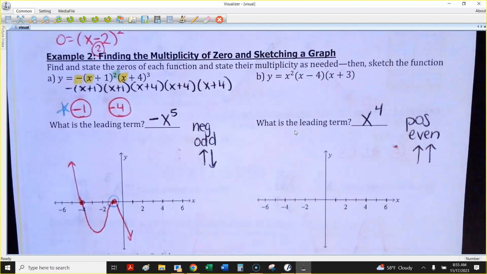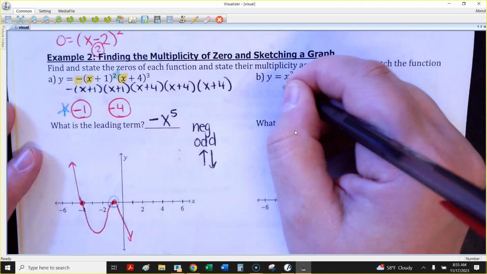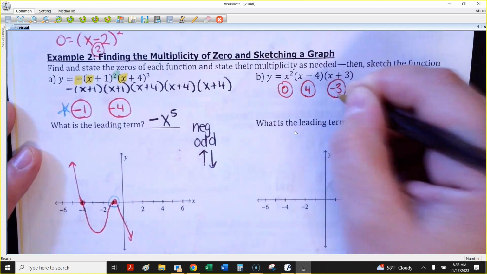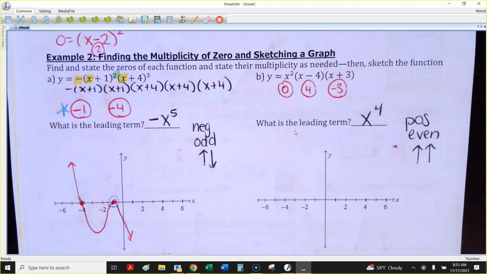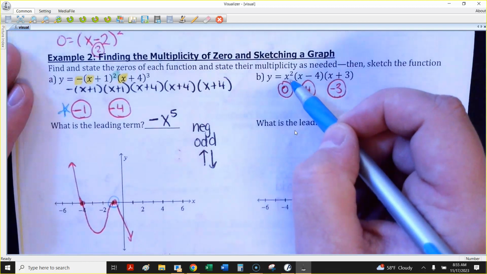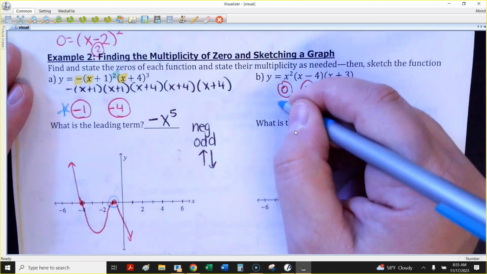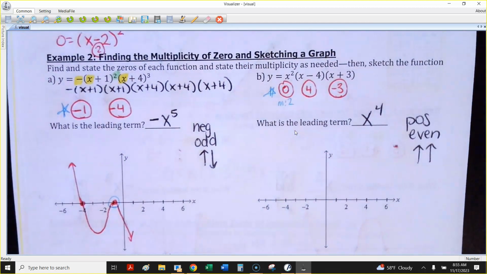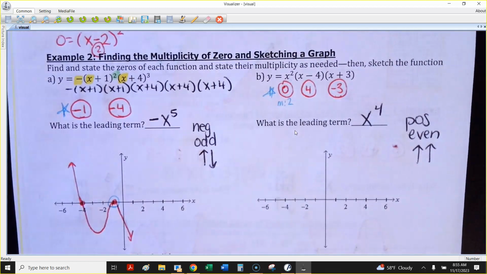All right, so my zeros. 0 from this out in front, 4, and -3. Do I have an even multiplicity on any of those? It's so tricky, I know. Usually it's on the parentheses. If you have a plain x out in front and it's got an exponent, this does have a multiplicity of 2. So I will have a bounce. I don't want to go through because that's an even multiplicity, so we're not going to go through on the 0. So I'm going to put these guys on the graph.